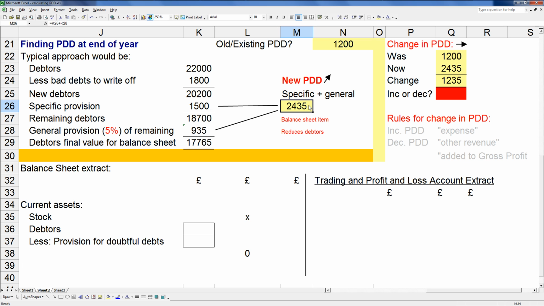What I get students to do is use this very useful little pro forma. Change in PDD, well, this is going to go to the P&L. It does not go to the balance sheet. New provision goes to the balance sheet. Change in PDD goes to the P&L. So the values have been entered, as you can see with formula.